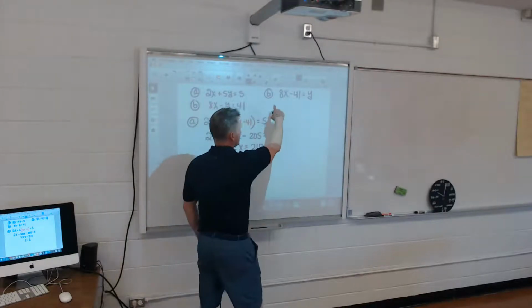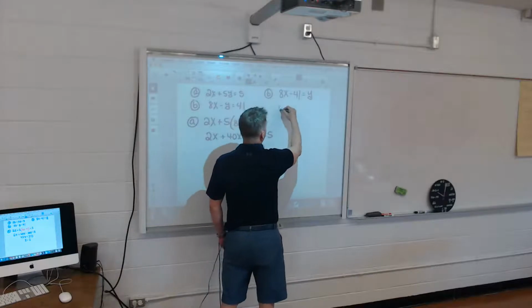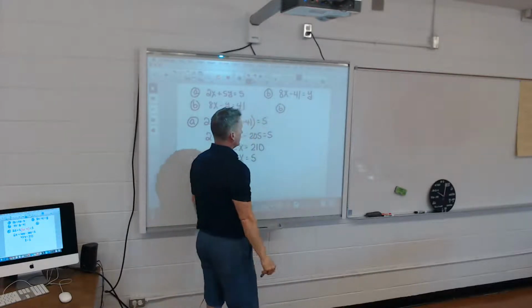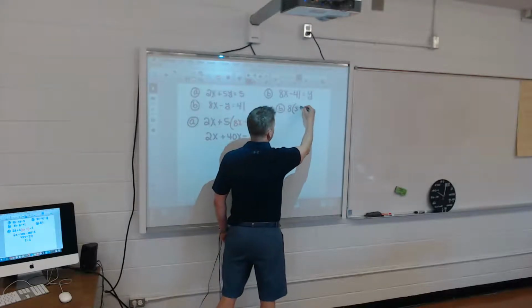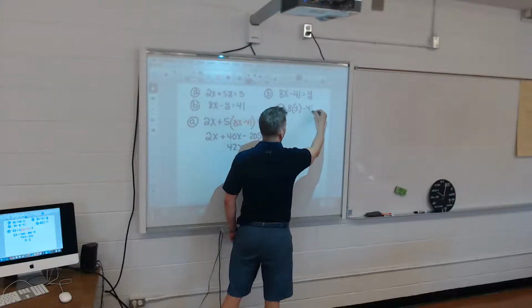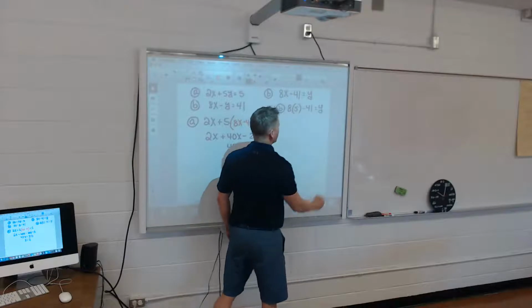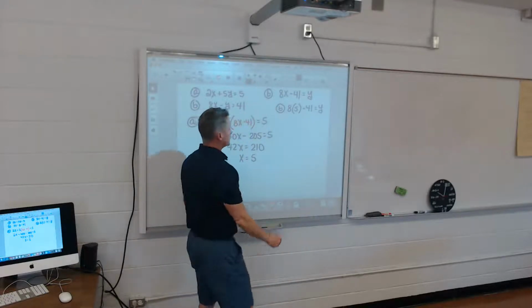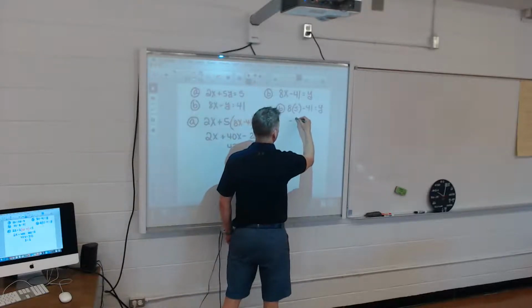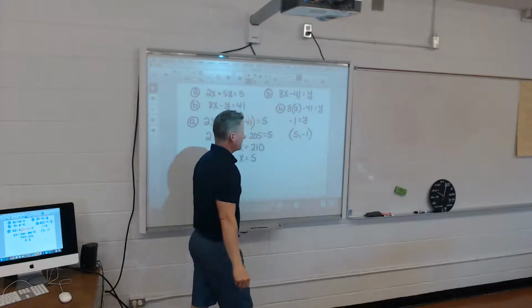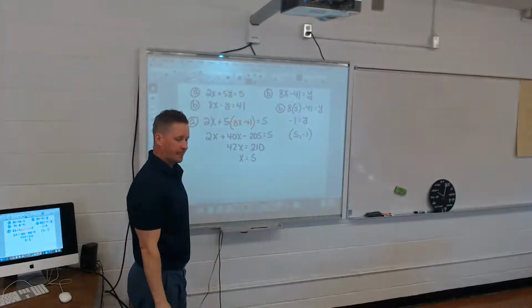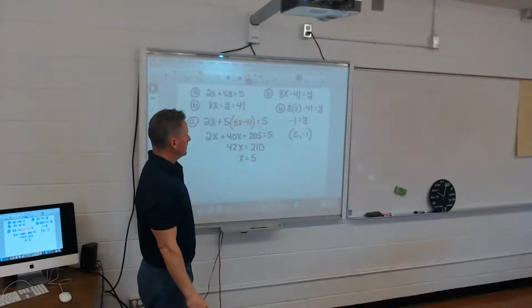So now I'm going to use B up here, and I'm going to substitute it in to find out what y is. So I go 8 times 5, subtract 41, equals y. 40 subtract 41, -1. So my intersection point is 5 and -1.